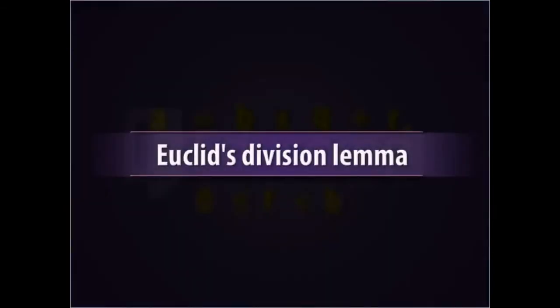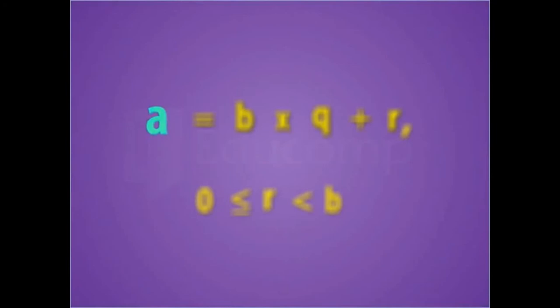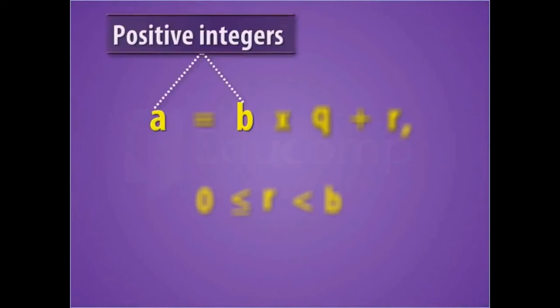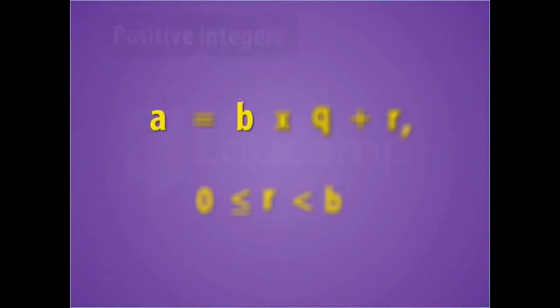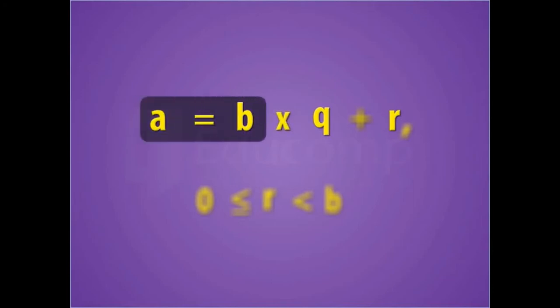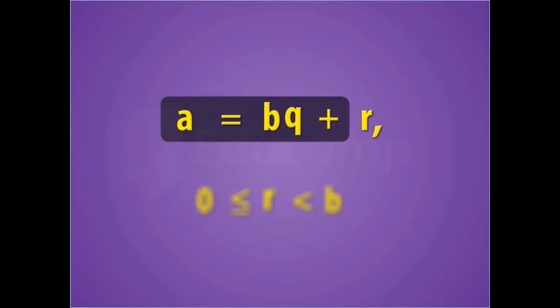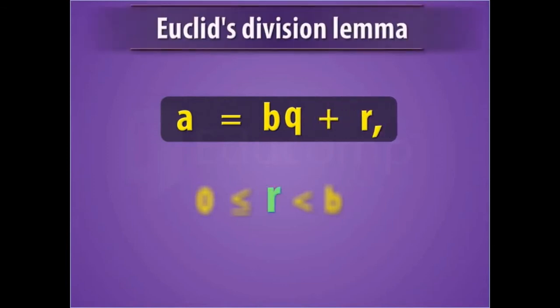Euclid's division lemma states that if A and B are positive integers, there exist unique integers Q and R that satisfy the equation A = BQ + R, where R is greater than or equal to 0 and less than B.